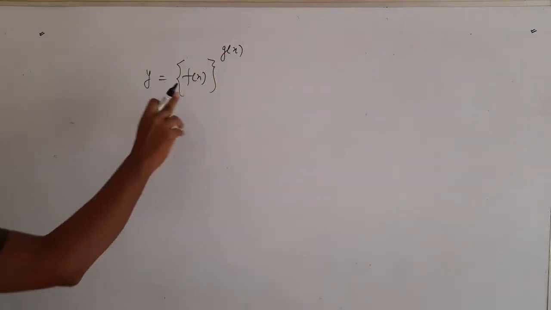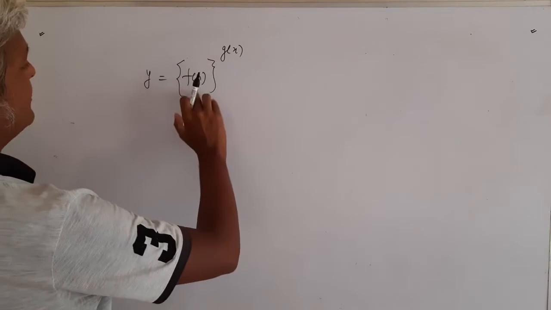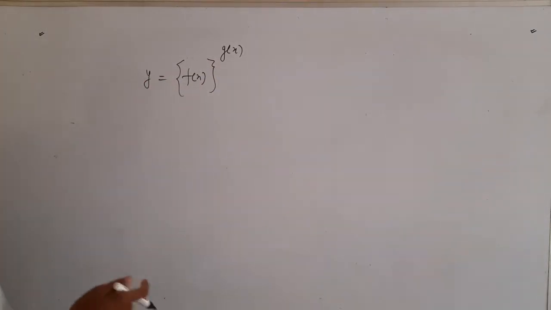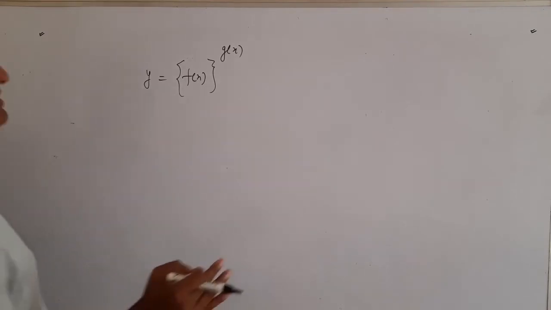How to find the differentiation of f(x) to the power g(x). So this is the function, and over the power of this function we have another function. Now we have to find the differentiation of f(x)^g(x). How? The most handy thing here is the logarithm.